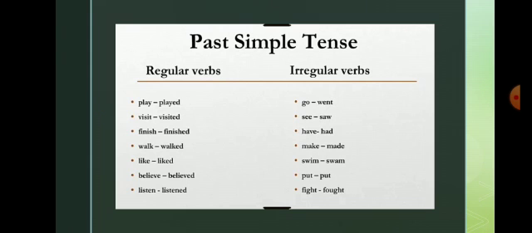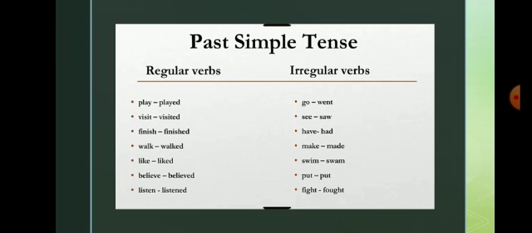What is a regular verb? We are adding just ed to the verb, or adding d to the verb. If the word ends with e, we add d. If the word ends with some other consonant, we add ed. That we call a regular verb. For example, play, played, visit, visited, finish, finished, walk, walked, like, liked, believe, believed, listen, listened. Got it?